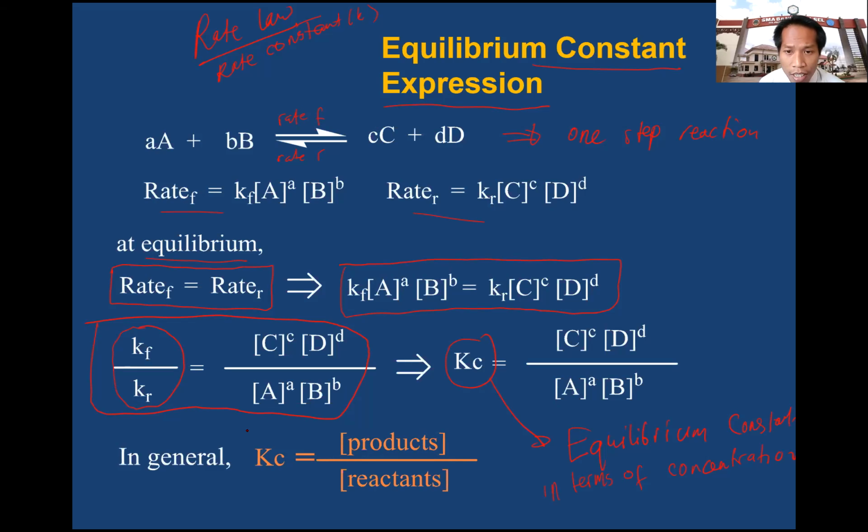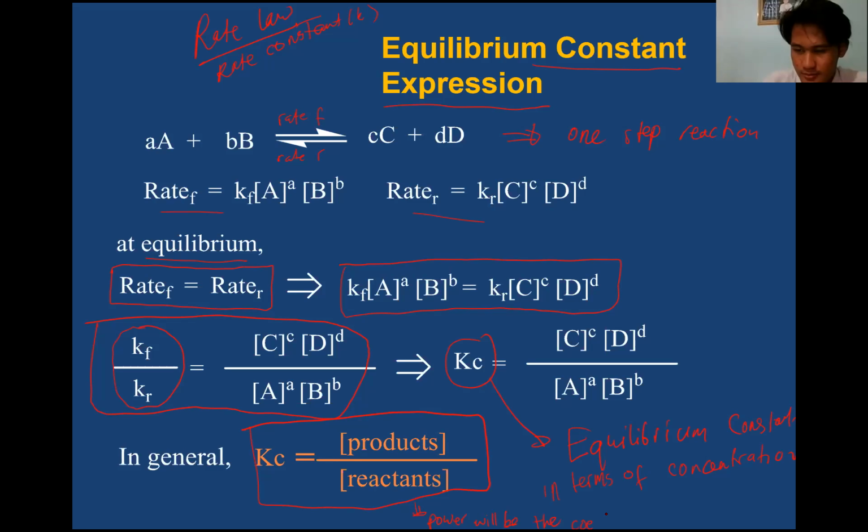So in general, I can say like this. Kc is the concentration of product over the concentration of reactant. Of course, we will also have the power. The power will be the small c and small d, small a and small b. What is this? The power will be the coefficient. Very good, coefficient. All right, the power will be the coefficient. So this is the equilibrium constant and equilibrium expression.